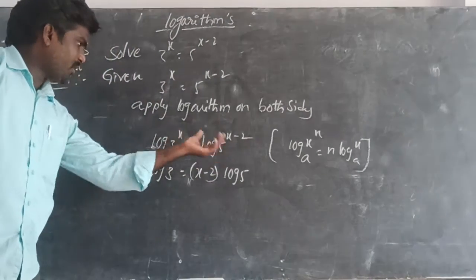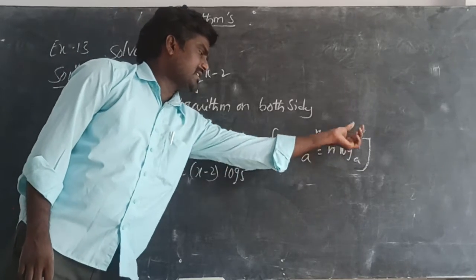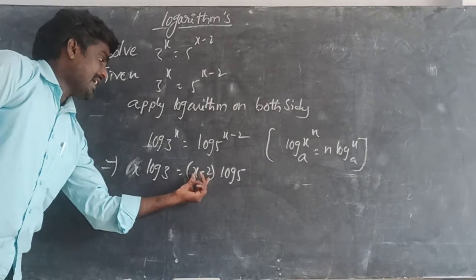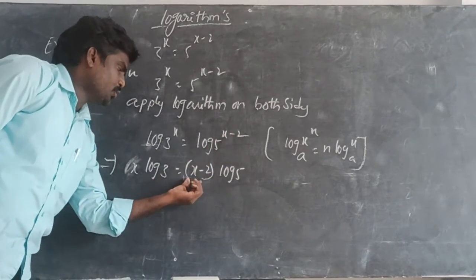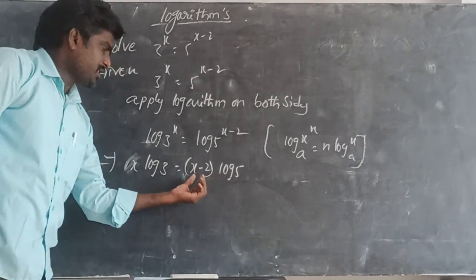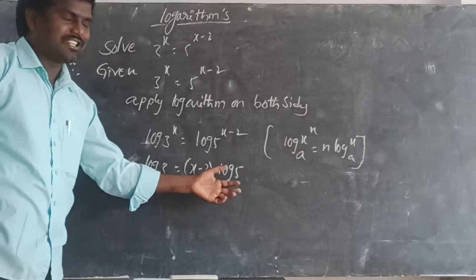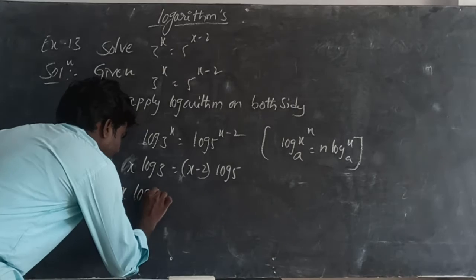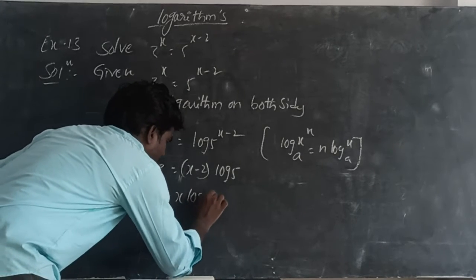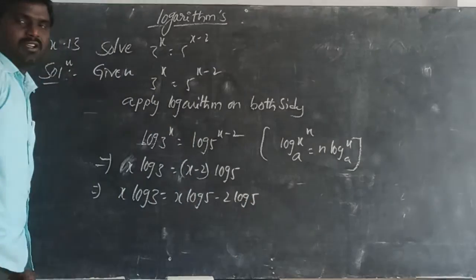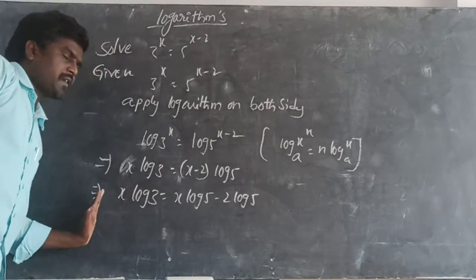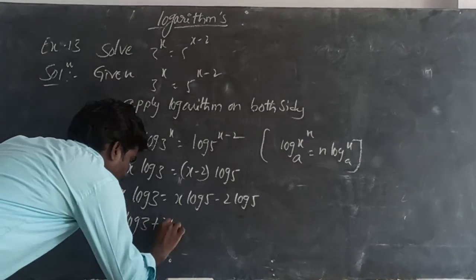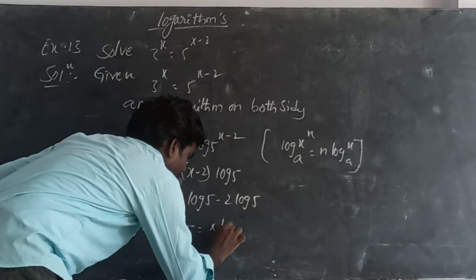Here we can apply the formula log x power n base a is equal to n log x base a. So when you use this formula, you get x log 3 is equal to x minus 2, the power, into log 5. Here by using the distributive property, b minus c into a is equal to b into a minus c into a. That is x log 3 is equal to x log 5 minus 2 log 5. This minus 2 log 5 comes to this side and becomes plus. So x log 3 plus 2 log 5 is equal to x log 5.